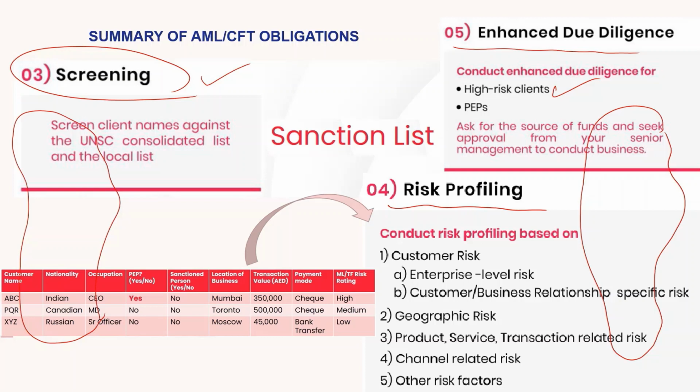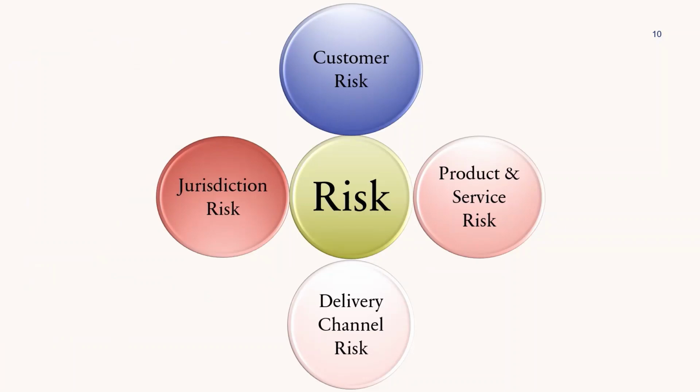But what's the fourth part? It's risk and its options that can be followed in the next slides. The fourth edition is about risk and its parts. The first one is customer risk. The second one is product service risk. The third one is delivery channel risk. And the last one is jurisdiction risk.